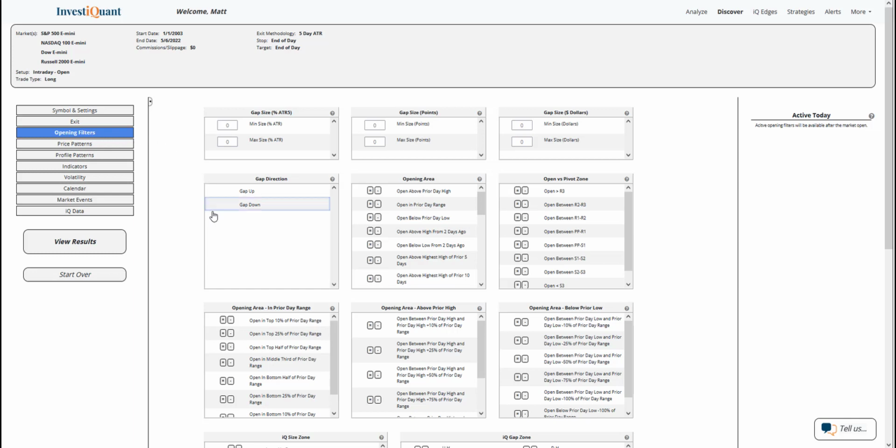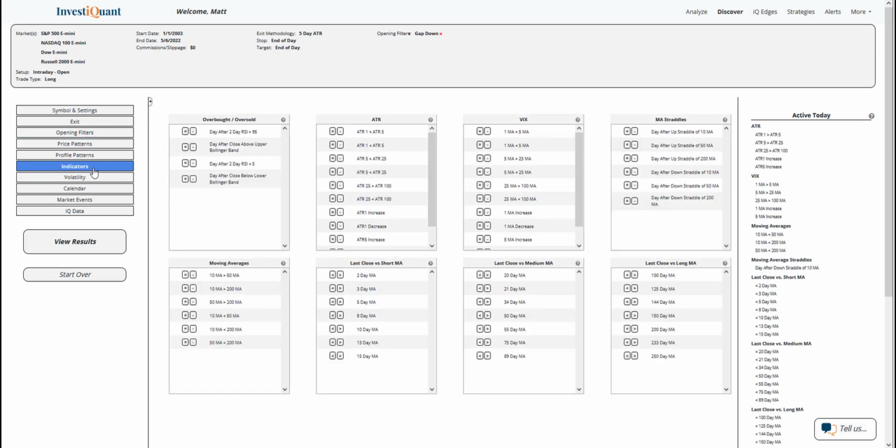So I am going to add that to the test here, and I'm going to do that by going in the gap direction, clicking on gap down. The next thing I'm going to do is go to the indicators library. I usually click on a 10 and 200, use above or below each of those. This time I'm going to do something a little bit different that captures a similar idea, just to try to get some more samples in here.